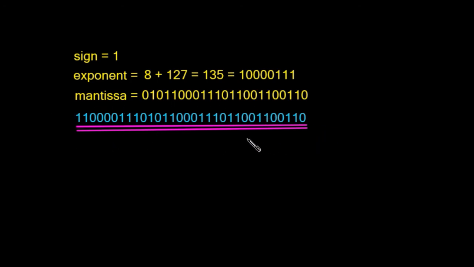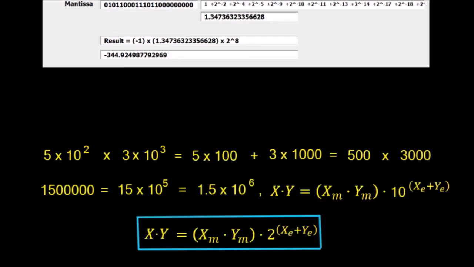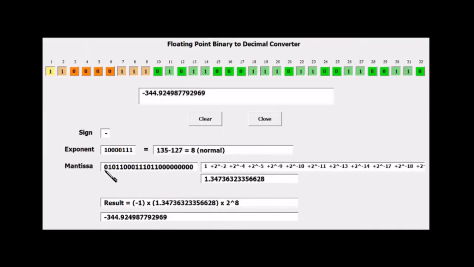So this value here is exactly the same as the value we saw when we did the multiplication in the tool. So that's the same as this value here, which gives us minus 344.924987792969. So I suggest that you open up the conversion tool and check these numbers out and see that they all match and see that you understand how we went through this multiplication.